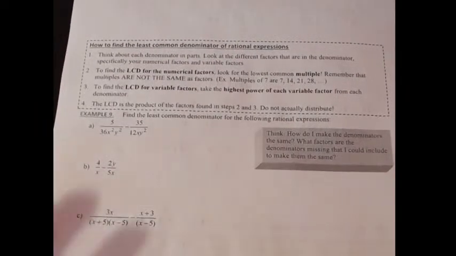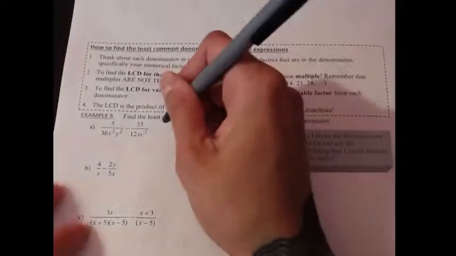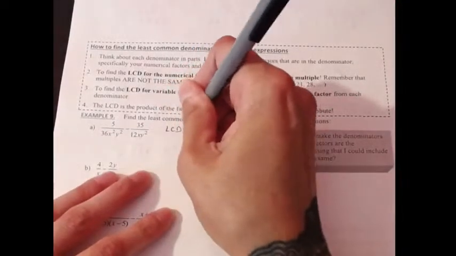So for part A, I have 5 over 36x squared y squared minus 35 over 12xy squared. Now I want you to notice here, the only thing I'm doing initially is simply finding the least common denominator. That's all I want to do. I'm not using it yet. I just want to figure out what the LCD is. So I'm going to write out LCD equals.